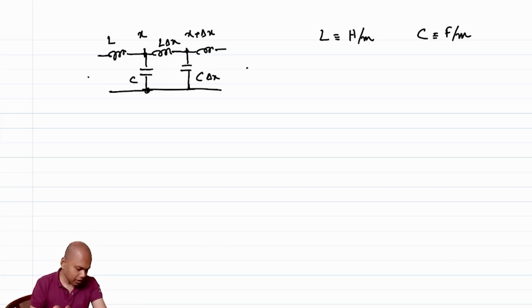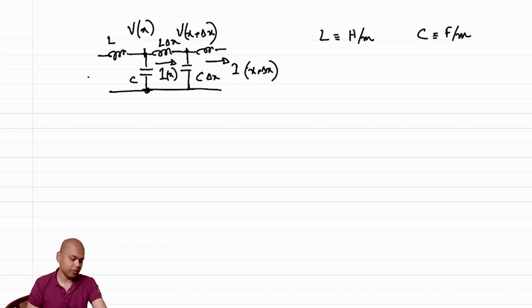Okay, fine. So now let's say the voltage at this end is V of x, and the voltage at the other end of that lumped, infinitesimally small inductance is V of x plus del x. And let's say this current is I of x, and this current is I of x plus del x. All we have to do is establish a relationship between I and V in terms of the components available to us.